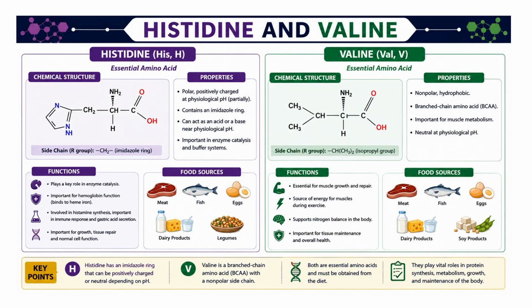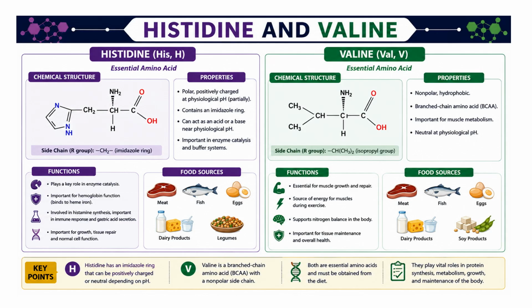Explanation: histidine and valine. Histidine and valine are essential amino acids, meaning they cannot be synthesized in sufficient amounts by the human body and therefore must be obtained from the diet. Histidine contains an imidazole ring in its side chain. The imidazole group has a pKa of approximately 6.0, which is close enough to physiological pH to allow histidine to participate in proton transfer and acid-base reactions in proteins.